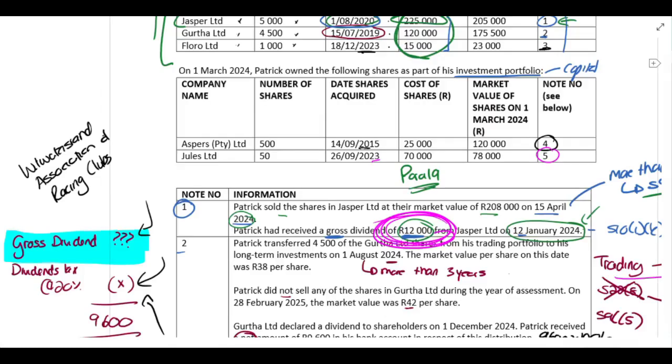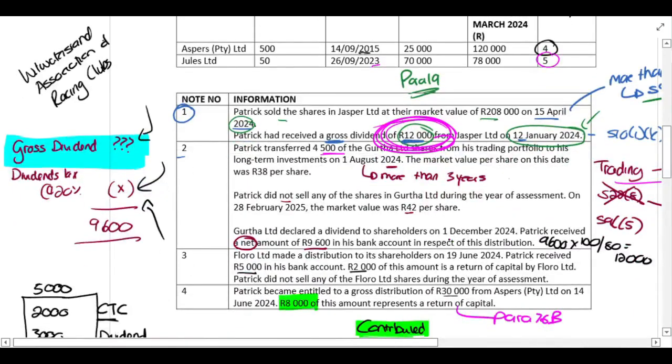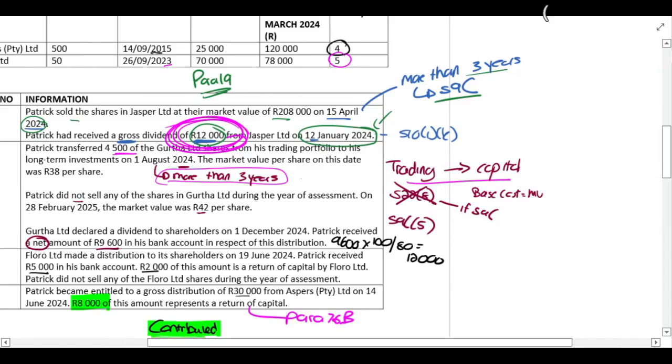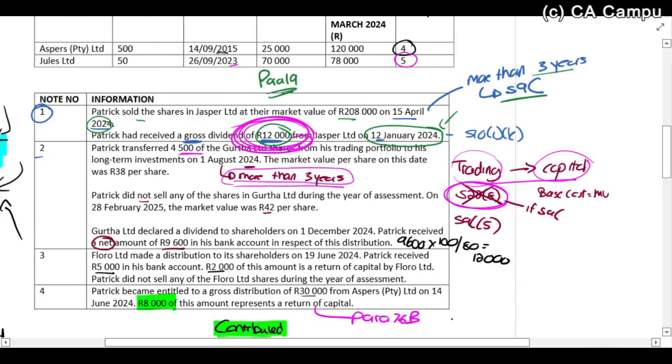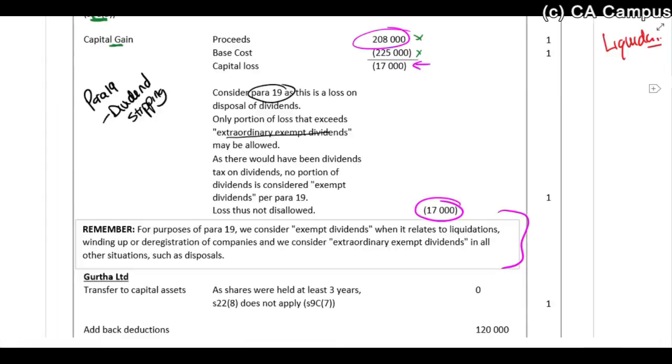Okay, so that was Jasper. Then we have this Gertha, number 2. So what happened to Gertha? Gertha is the one where it was transferred from shares to trading stock. They had also held it for more than 3 years. I remind you again, usually when trading stock becomes capital, you recoup the market value under section 22(8). But because these shares were held for more than 3 years, and it only works with shares like this, section 9C5 would have rather applied. When you then sell it, you will use the original cost as the base cost and the proceeds.